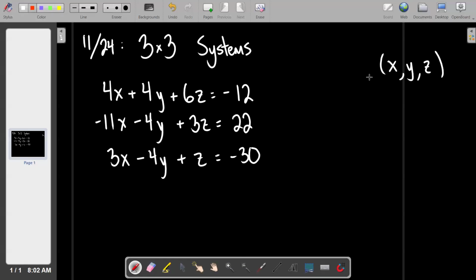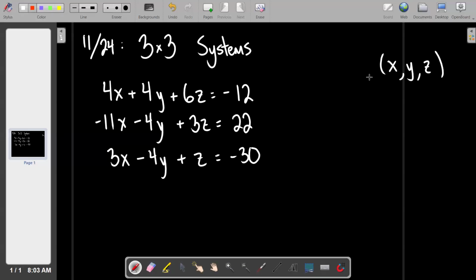Anyone notice anything? You said fours. This is a three-dimensional fluffer puffer. Last week, we talked about fluffer puffers, and a level one fluffer puffer with a 2x2 system is one where you don't have to do any prep work. One of the variables was already ready to self-eliminate. So all we had to do was add the two equations together and someone would go poof, gone, right?